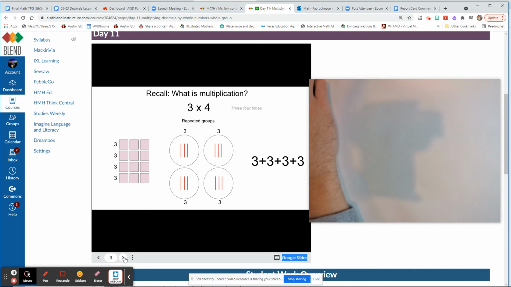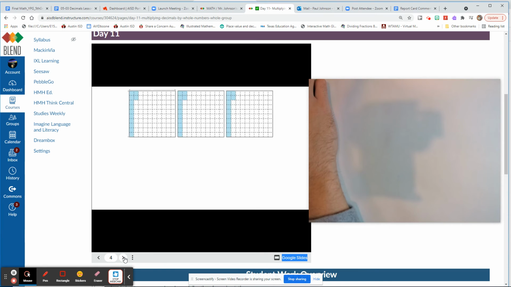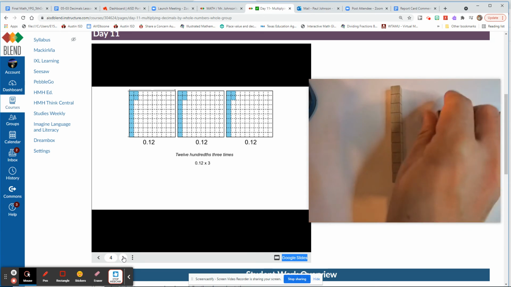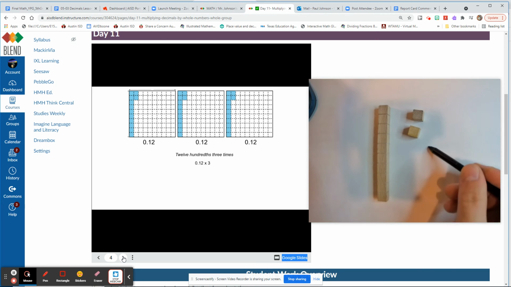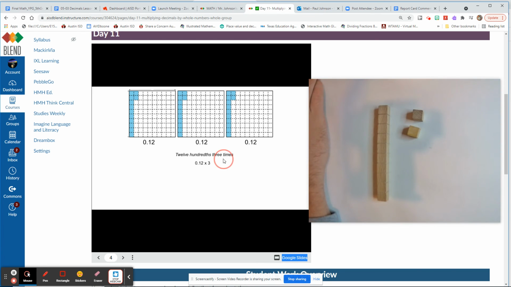Now, they want you to see that because that's exactly the same thing that we did on the previous problem, except instead of doing 3 groups of 4, we have 3 groups of 12/100ths. So 12/100ths 3 times. And once again, if we're just building it with base 10, it would be 3 groups of this 1/10 and 2/100ths. So if we wrote that as a multiplication problem, it could look like this: 12/100ths times 3.